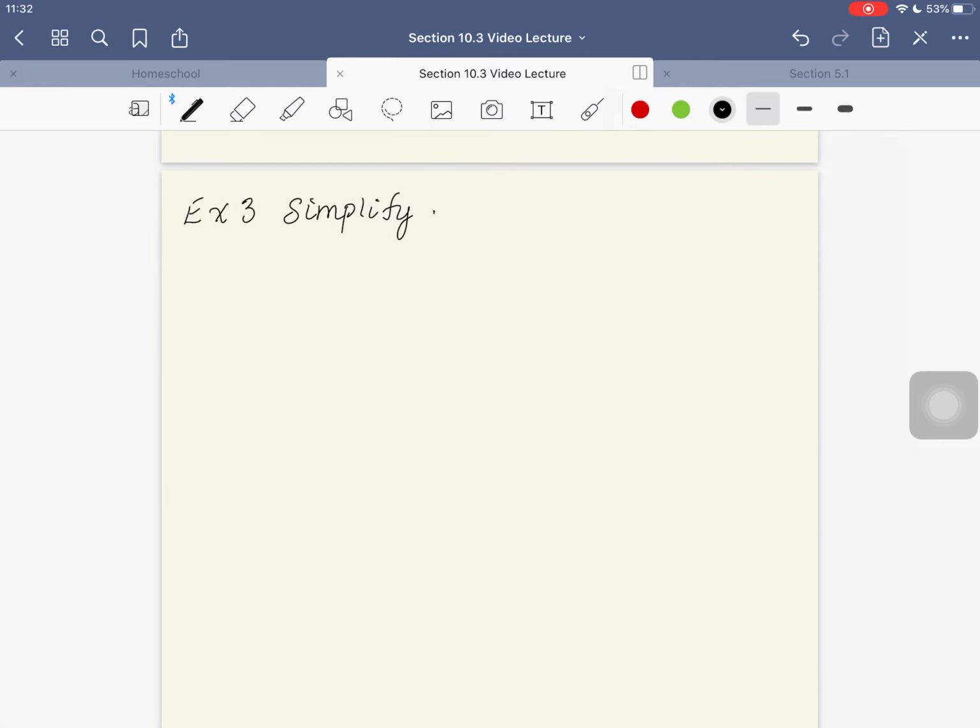All right, so for example, we want to simplify the square root of 16 over 25. So I can separate this and make it the square root of 16 over the square root of 25, and then take the square root of each. So that would equal 4/5.